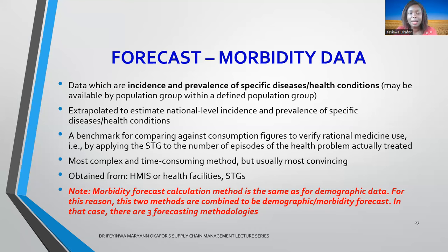It is the most complex and time-consuming method, but usually most convincing. The information is obtained mostly from the health management information system, health facilities, and the standard treatment guide. Note that the morbidity forecast calculation method is the same as for demographic data: the same formula you use in calculating for demographic data is the one you use for morbidity data.